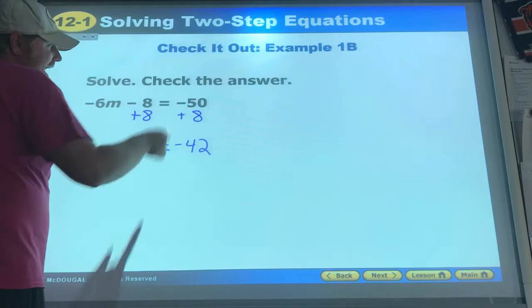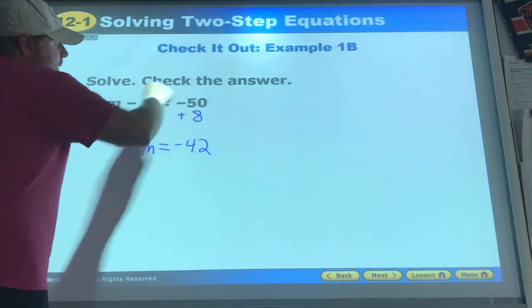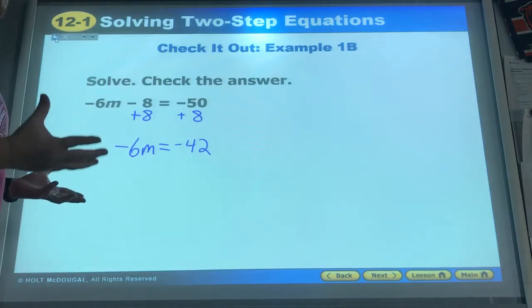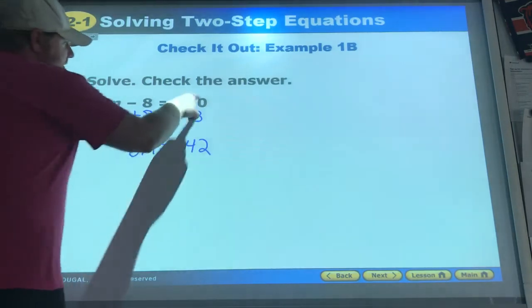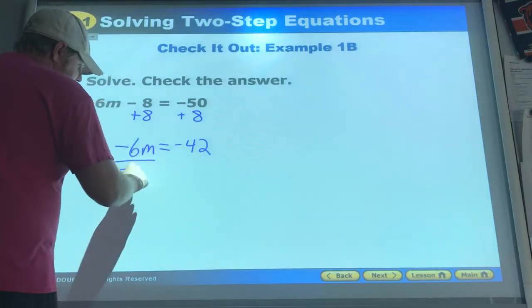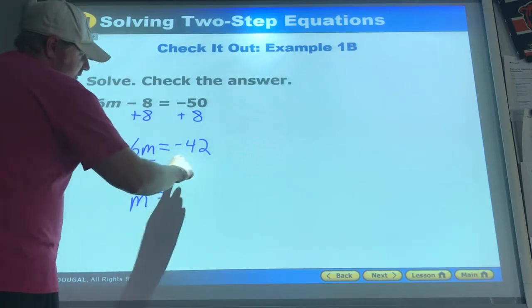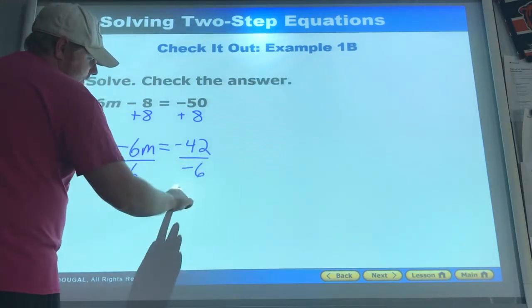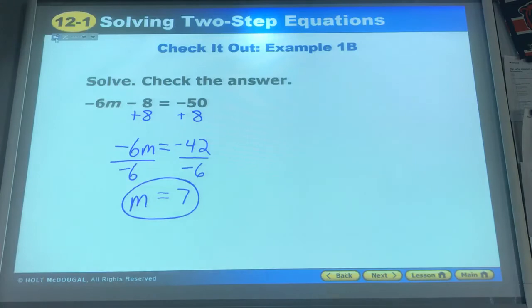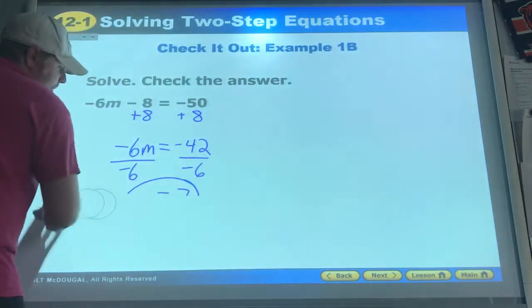If the signs are different, subtract and keep the sign of the bigger. It's actually the bigger absolute value, but keep the sign of the bigger is what I say. We then divide by the negative 6 to get that m all by its lonesome, which is what it wants to be. Then we divide by negative 6 here. 7. See how nicely they all come out for you? All right, let's check and make sure we did it right.